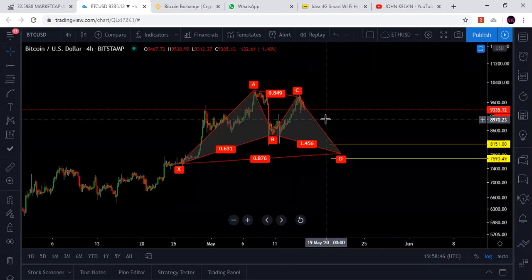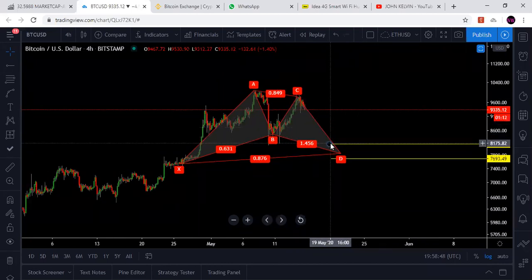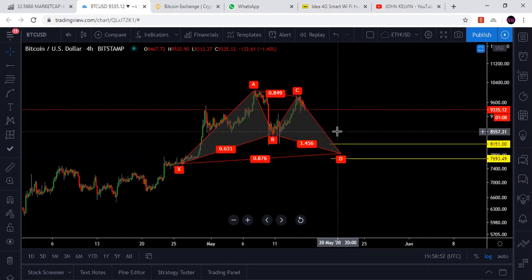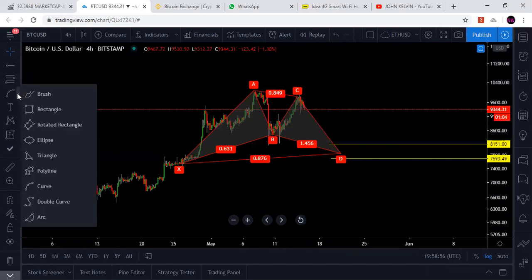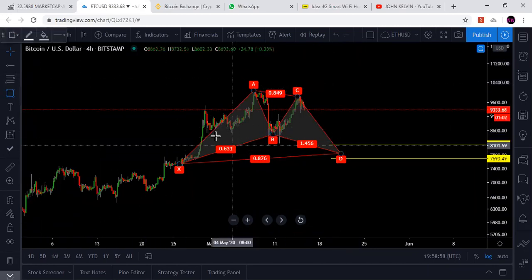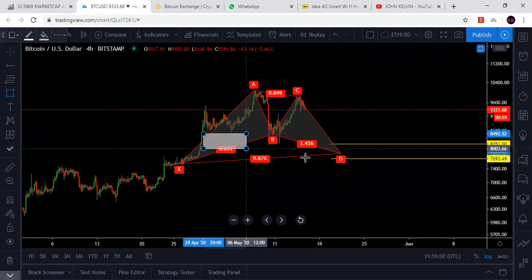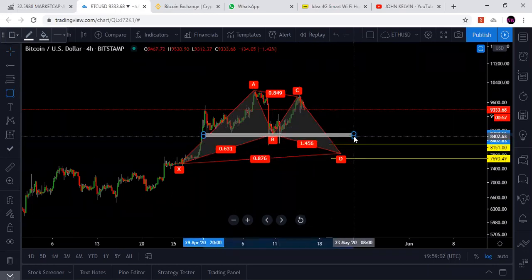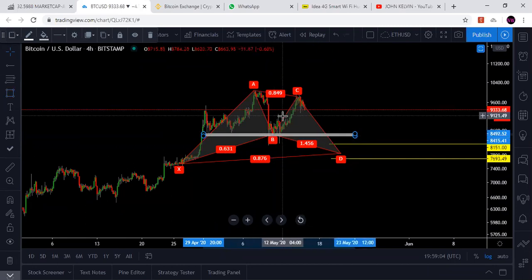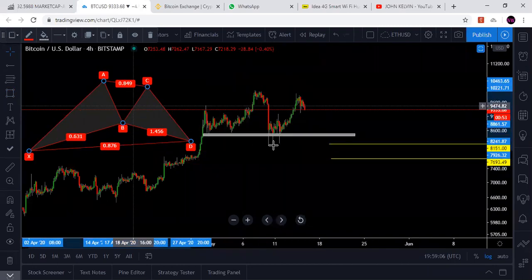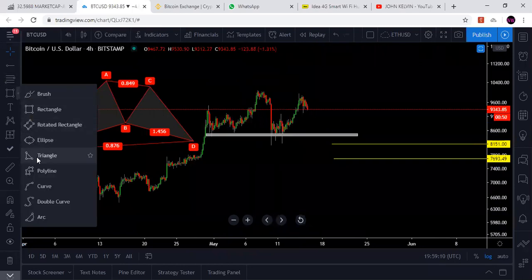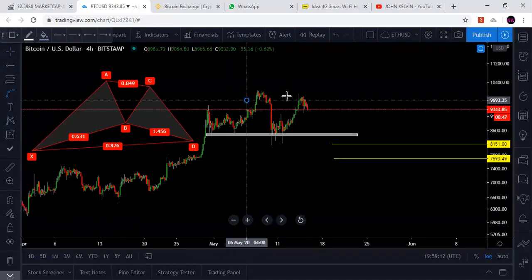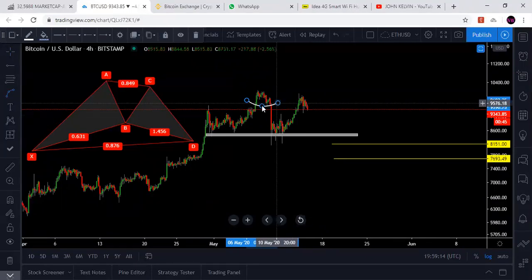So now what I am looking at is a drop down to this level. And for this to be certain, we need price to get to this level of support. This level of support. So let me move this aside. This level of support. So take note of this. We'll have a double top here.